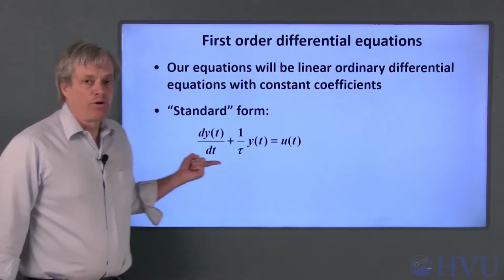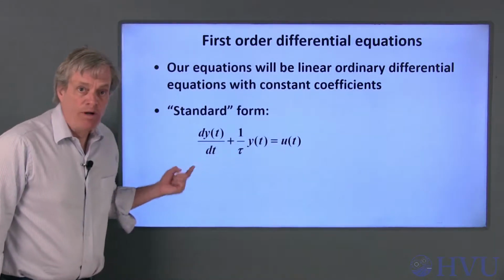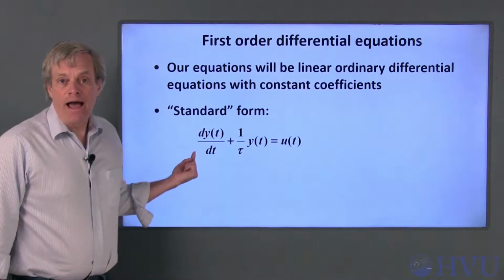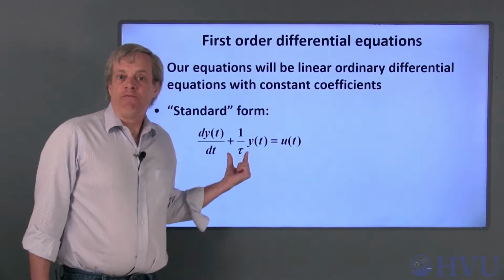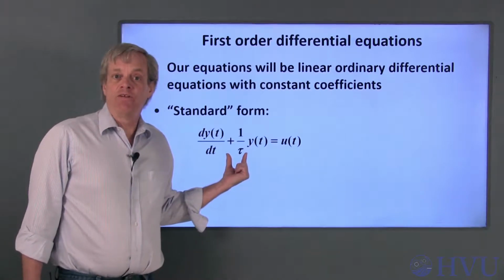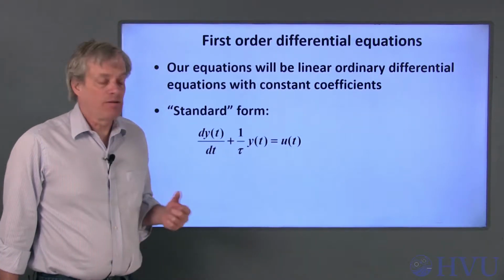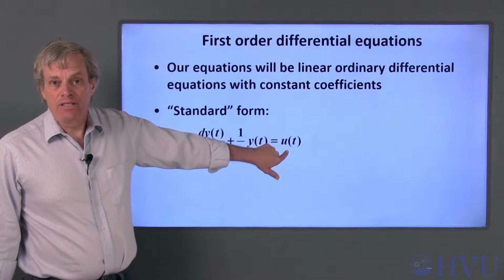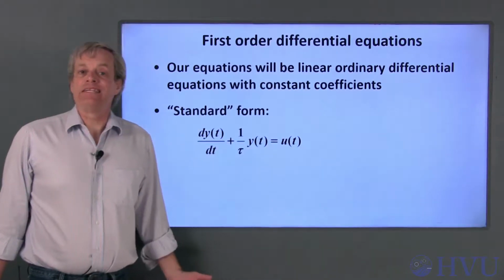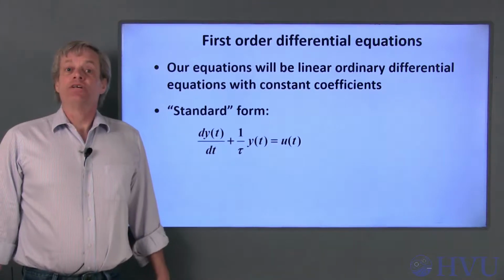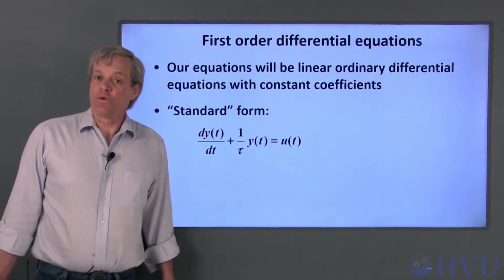I'll write my first-order differential equations in this form. The multiplicative factor on the highest order derivative is 1. That means that the multiplicative factor on the 0th order derivative is 1 over the time constant. The right-hand side of this differential equation is called the forcing function. It's a term that models energy addition to the system, so it'll account for voltage and current sources in our electrical circuits.